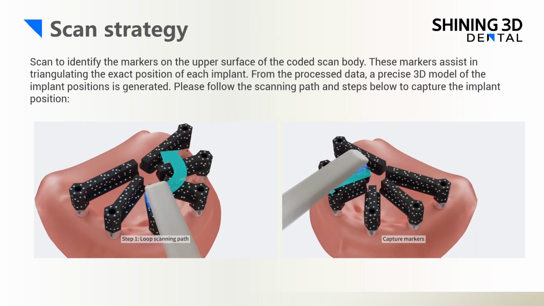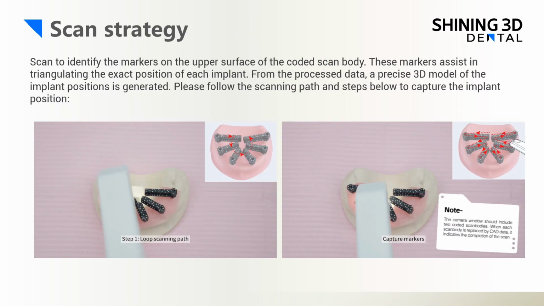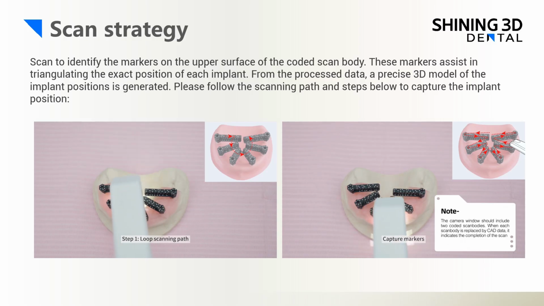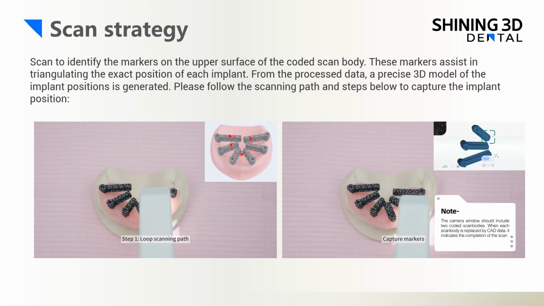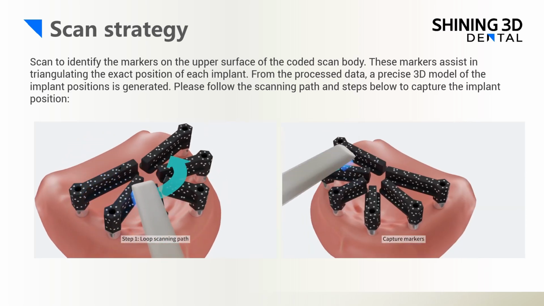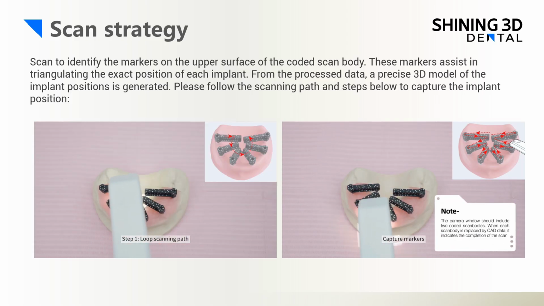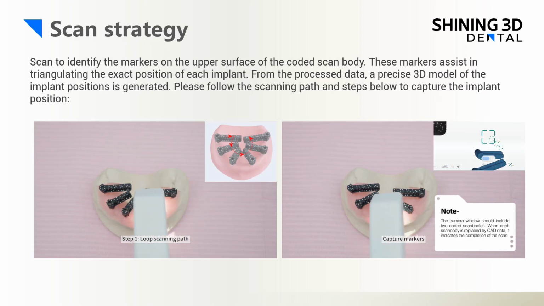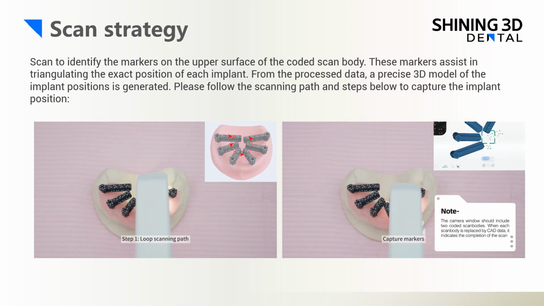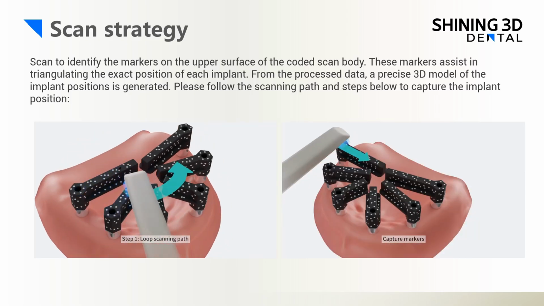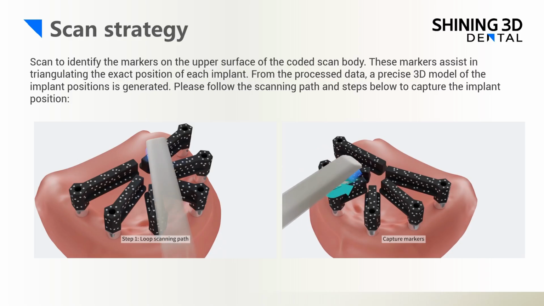Then we can move to the scan strategy part. We scan to identify the markers on the upper surface of the coded scan bodies. These markers help in triangulating the precise position of each implant. A precise 3D model of the implant position will be generated once you have captured enough marker data from the surface. Follow the scanning path and the steps below for implant position capturing.